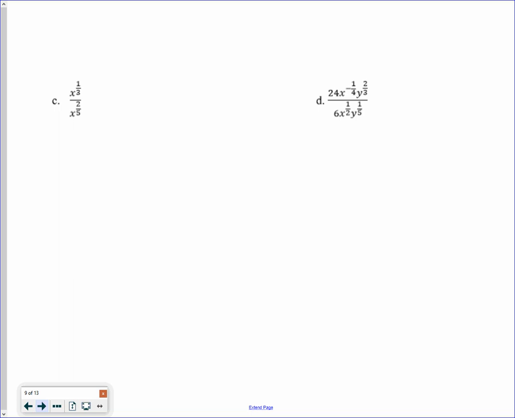What happens when I have x to the 1/3 over x to the 2/5? Let's see if we can get it down to 1 x. So a common denominator, this would be x to the 5/15 over x to the 6/15, which makes 1 over x to the 1/15. So now I'm down to at least one variable.